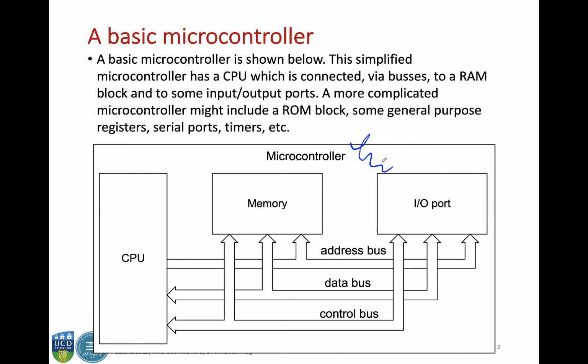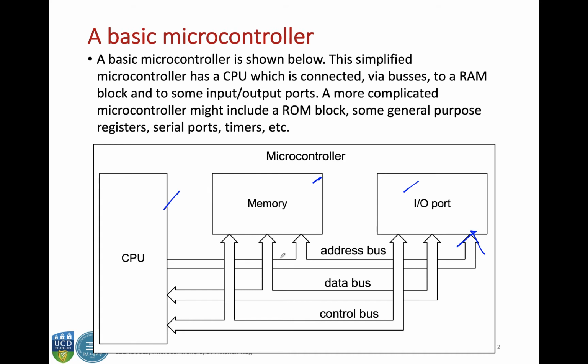So as I was saying, you have the CPU here, and then you have the memory and the IO ports, and this memory may contain your ROM and the RAM blocks all together, and then you are connected to this memory with the address bus and the data bus. You are also connected to the input output ports with the address bus and the data bus. And you can see that the address bus is bidirectional in nature.